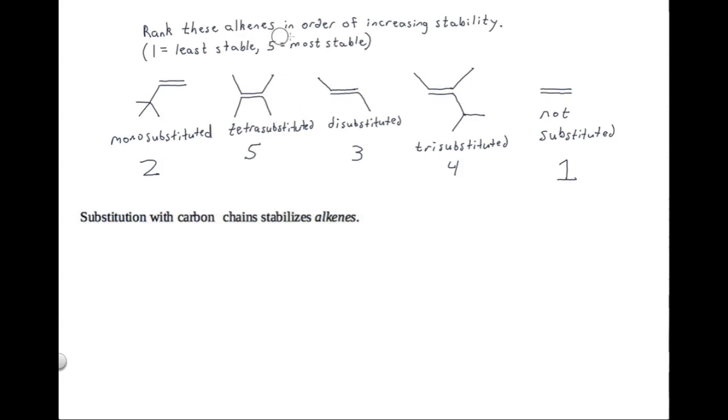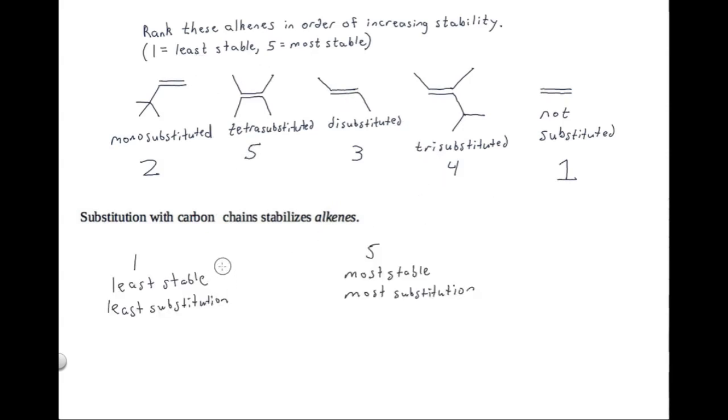So now we've ranked these in order of increasing stability, from the least stable, number 1, up to the most stable, number 5. On this type of problem, it's easy to get confused and put the ordering in the wrong direction. So make sure you're clear here that number 1 goes with the least stable and number 5 goes with the most stable. We should probably make a note to ourselves.